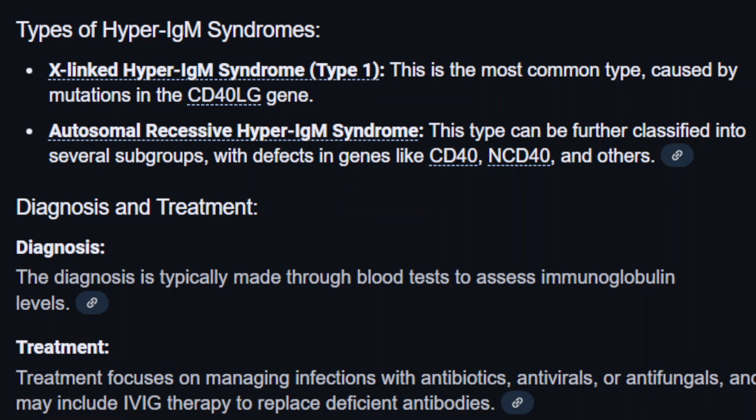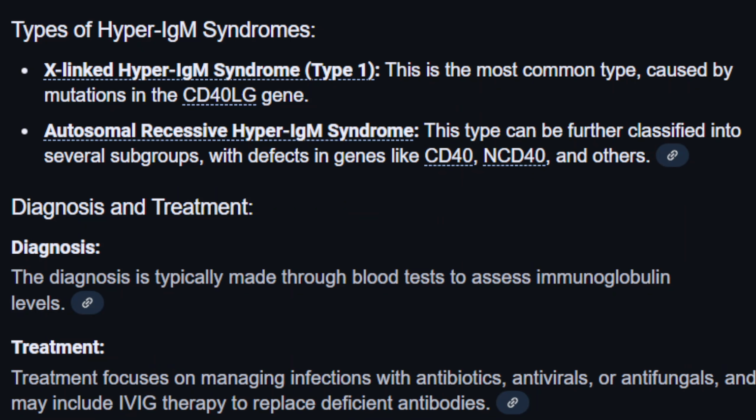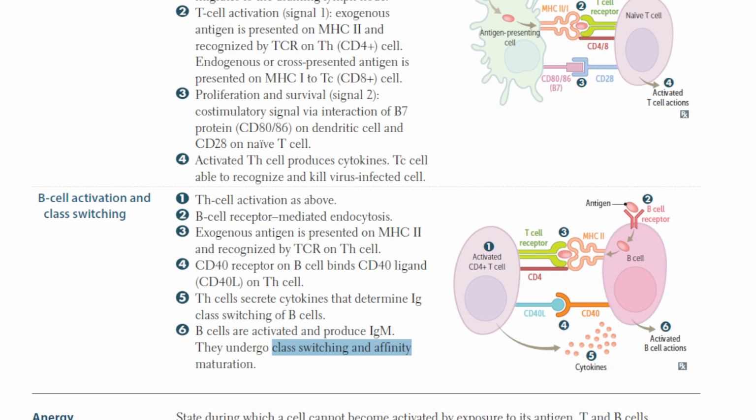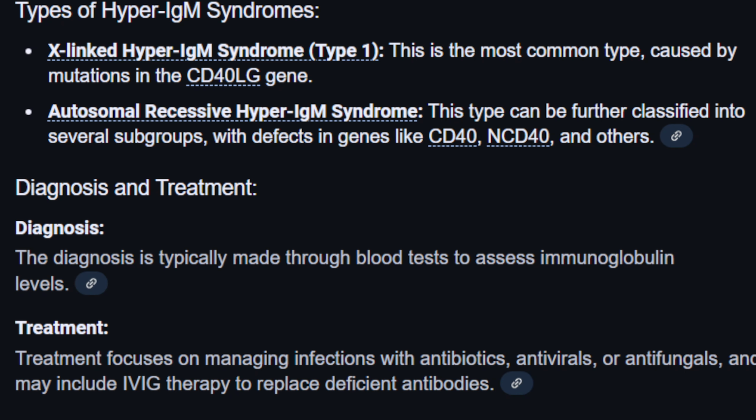The autosomal recessive hyperimmunoglobulin M syndrome can be further classified into several subgroups depending on the gene that is affected, in this case CD40 and others. So we can see here that CD40L, or CD40 ligand, gives you one kind of hyperimmunoglobulin M disorder, the X-linked one, as we can remember here.